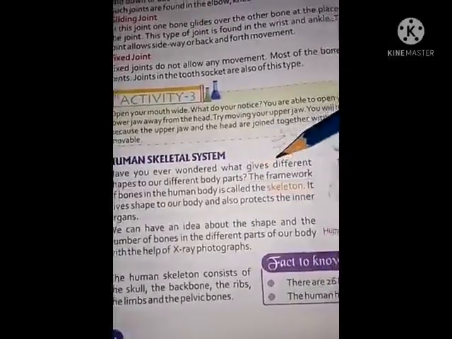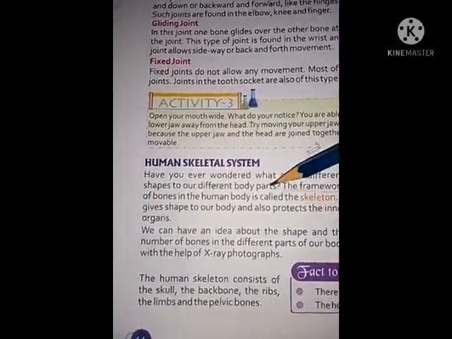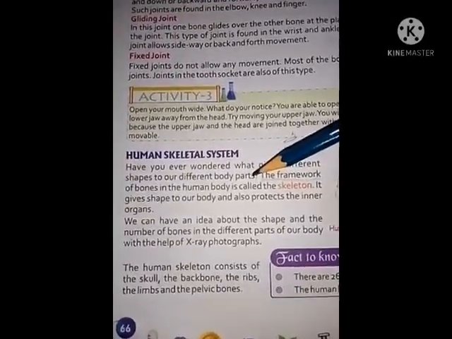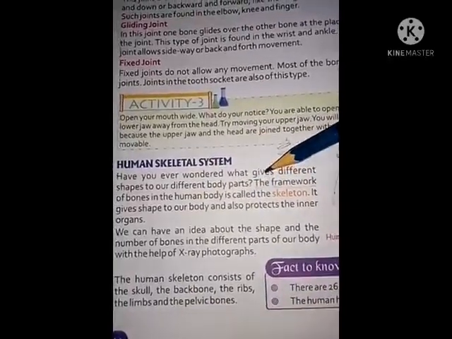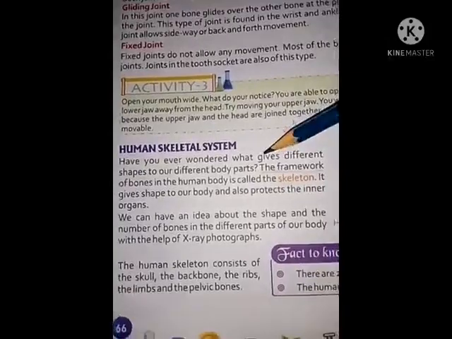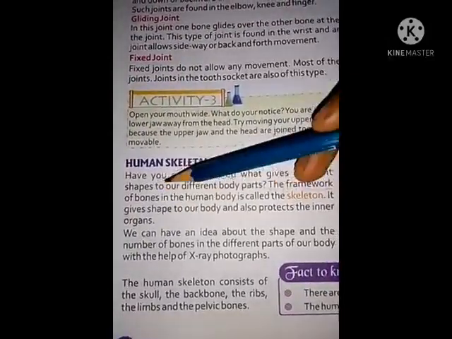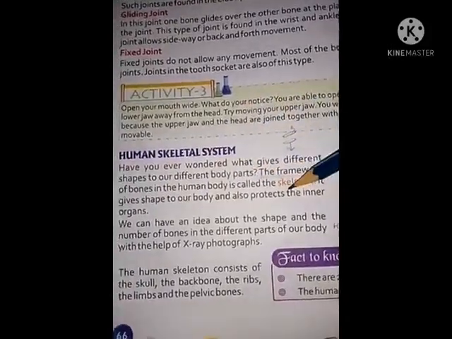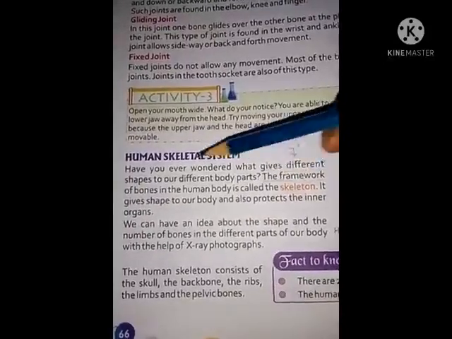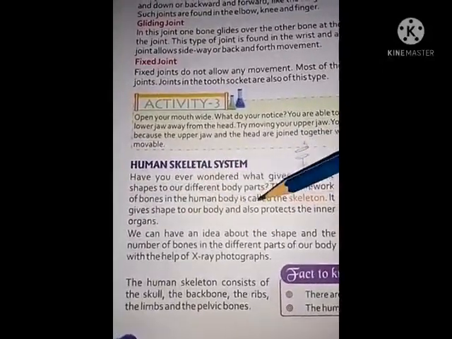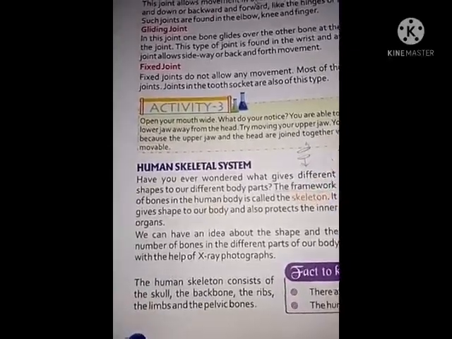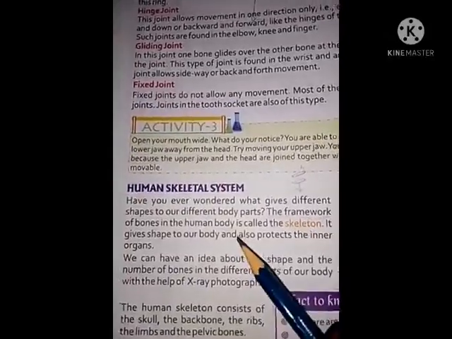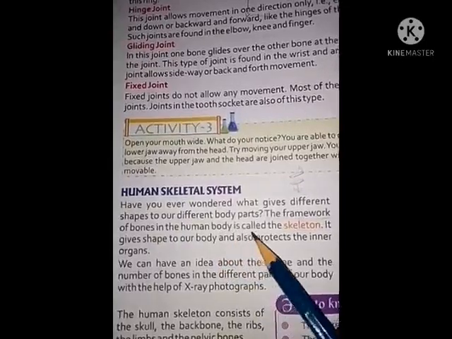Have you ever wondered what gives different shapes to our different body parts? We know that different parts of our body have different shapes and sizes. So, who gives that and how does it come? The framework of bones in the human body is called the skeleton. How the bones are arranged, how they join.